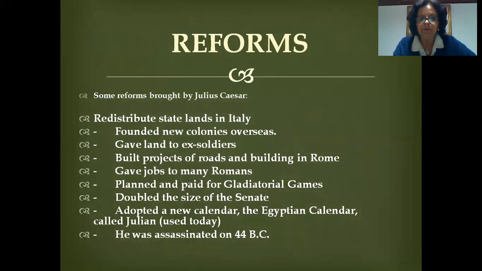He made some reforms. One of them was to found new colonies overseas. He redistributed the state land in Italy. He gave land to ex-soldiers, built road and building projects in Rome, gave jobs to many Romans, planned and paid for gladiatorial games, doubled the size of the Senate, and adopted a new calendar. He was assassinated in 44 BC.